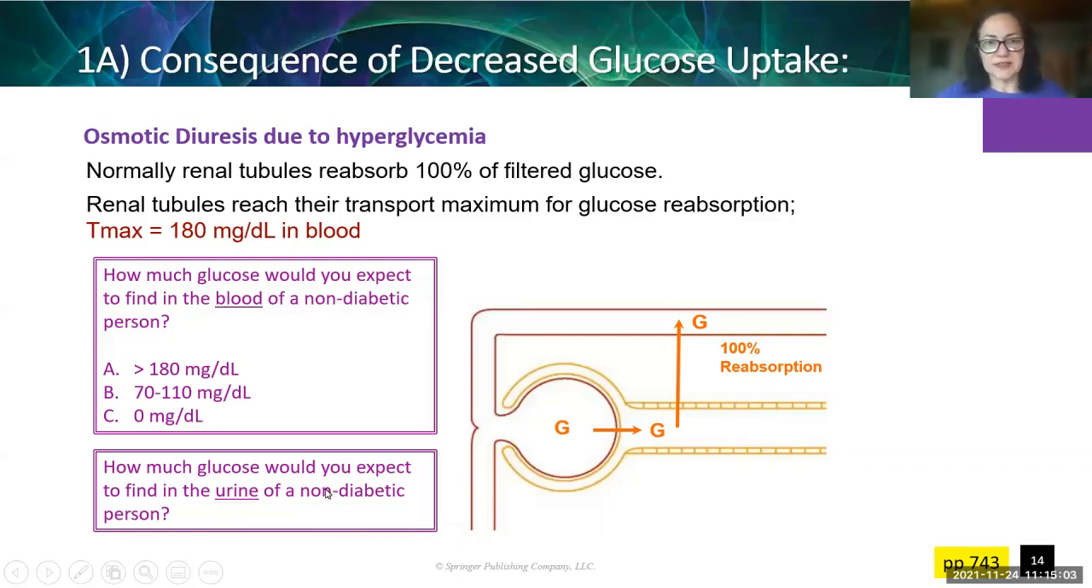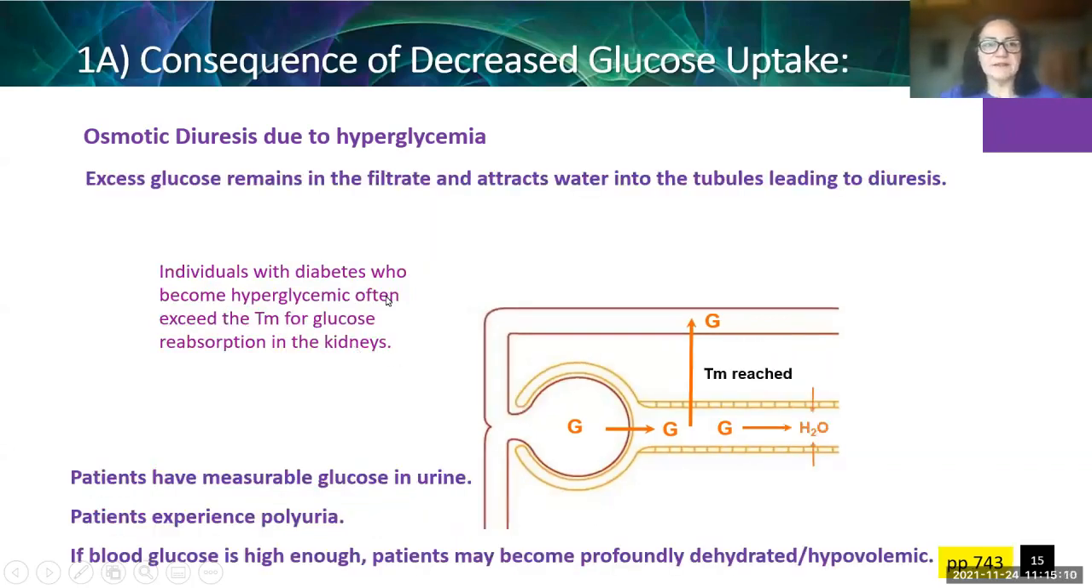So 0 is the correct answer for the second question. However, when we have somebody who has very elevated blood glucose, the extra glucose stays here. So the transport maximum was reached, and some of the glucose stays here in the renal tubule. That has high osmotic pressure, which means it draws water into the tubule, which is where extra water is being drawn in.